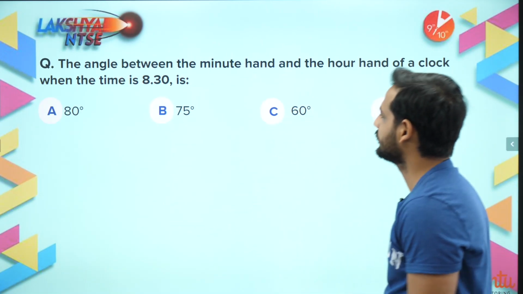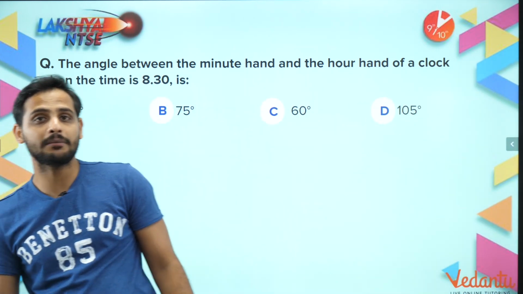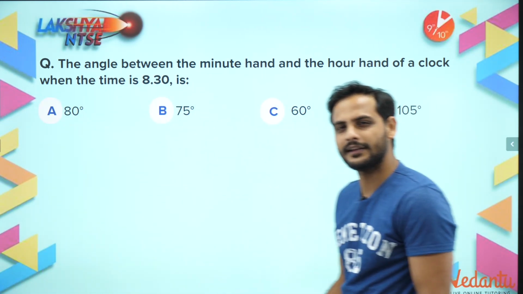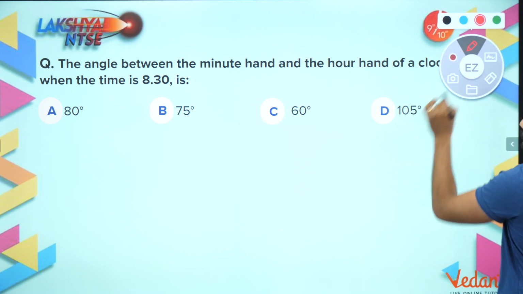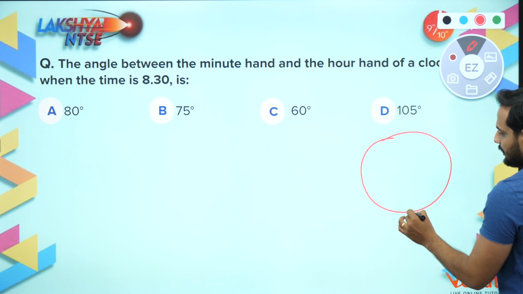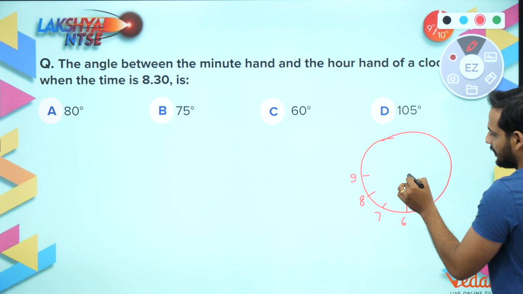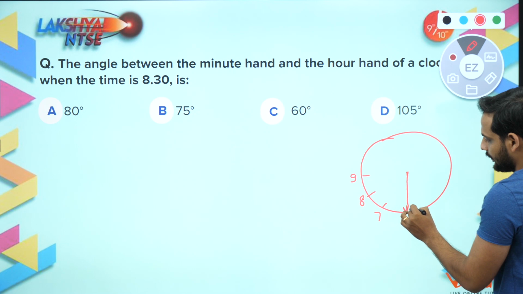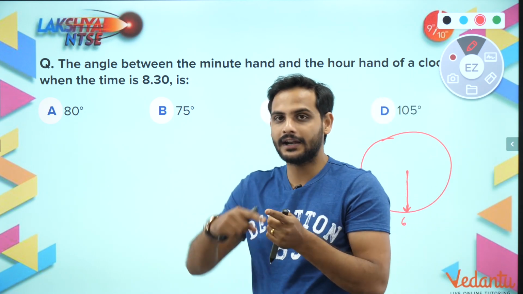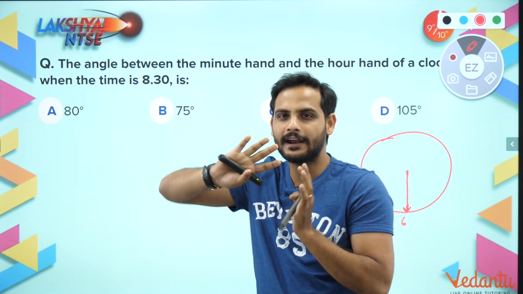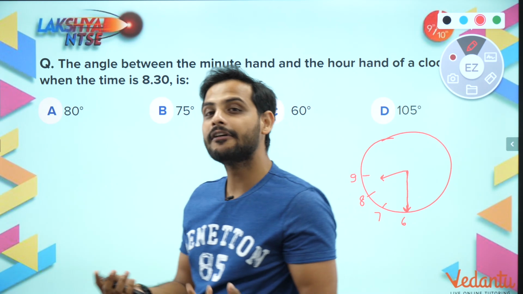Okay. So the question we have is, the angle between the minute hand and the hour hand of a clock when the time is 8:30. In these kind of questions, just draw a quick rough diagram. The clock will be something like this. 8:30 means, let's say this is 6, this is 7, this is 8, and this is 9. The minute hand will be exactly at this point, but the hour hand will not be at 8. It will be somewhere between 8 and 9.